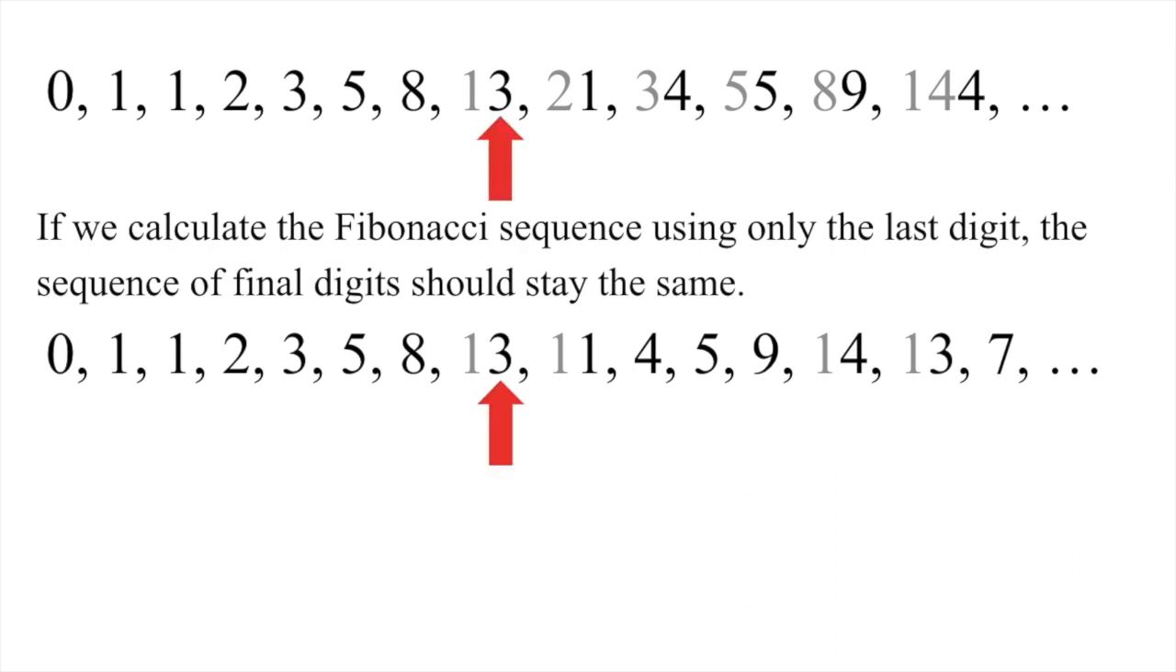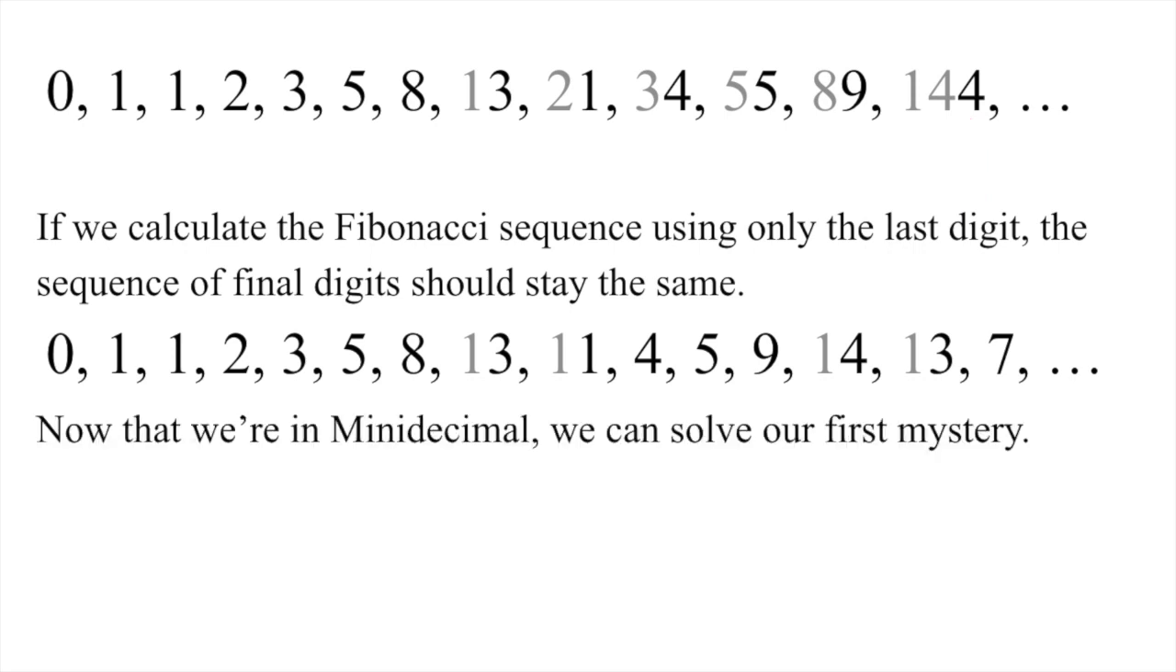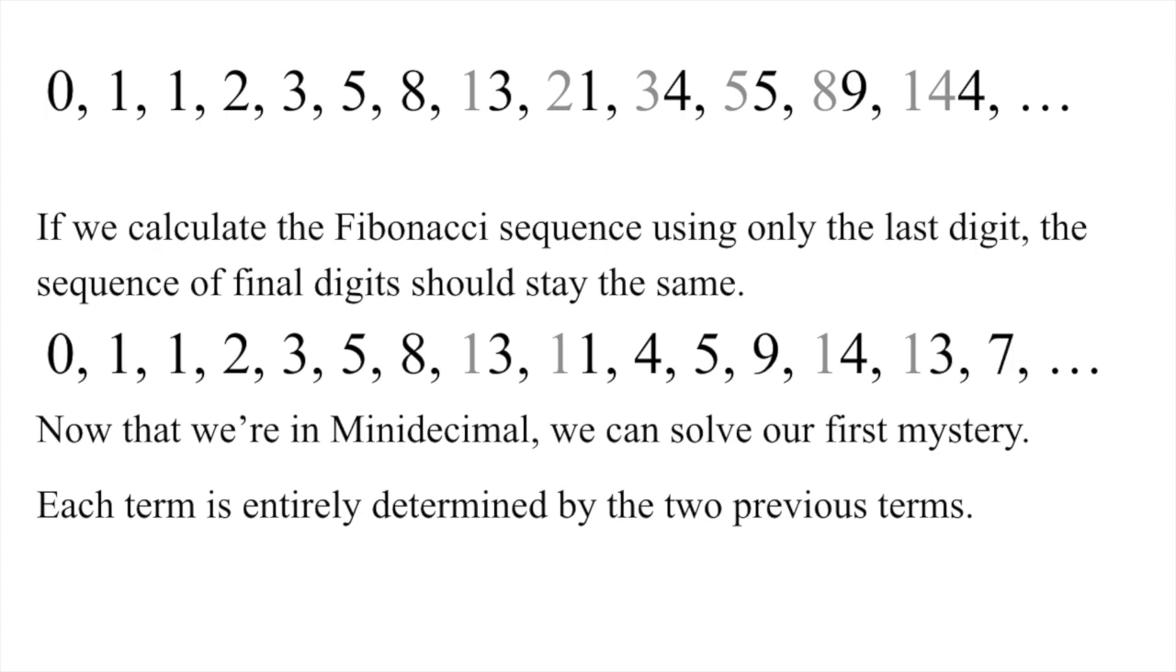Here we have 3, 1, 4, 5, 9, 4, and so on. Now that we've moved into Minidecimal, we're finally ready to solve our first mystery. The key here is to notice that each term in the Fibonacci sequence is entirely determined by the previous two terms, because, you know, it's the sum of them. Now, it's not obvious why this is useful. After all, this was true of the regular Fibonacci numbers as well.